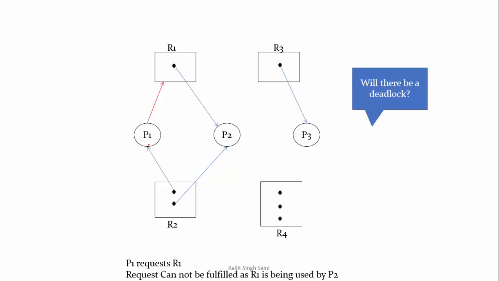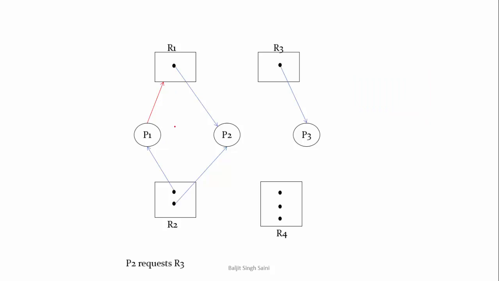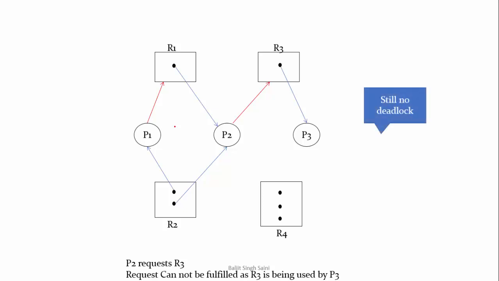नाउ विल देयर बी डेडलॉक? क्या डेडलॉक हो रहा है यहाँ पे? द आंसर इज नो. सिंपल. एक सर्कुलर वेट, आप एक कंडीशन चेक कर लो कि सर्कुलर वेट बन रहा है, सर्कुलर वेट यहाँ नहीं है, साइकिल नहीं बन रहा. ओके, दिस मीन्स देयर इज नो डेडलॉक. नेक्स्ट, P2 request for R3. Can we grant this request? No, because R3 का रिसोर्स और R3 का कोई भी इंस्टांस फ्री नहीं है. Still there is no deadlock, no cycle exist.